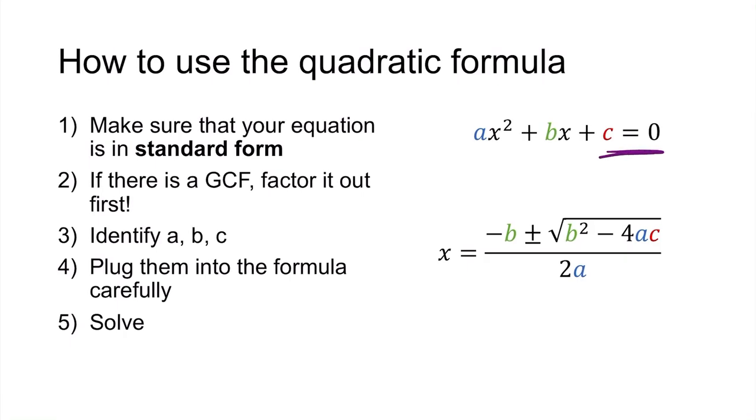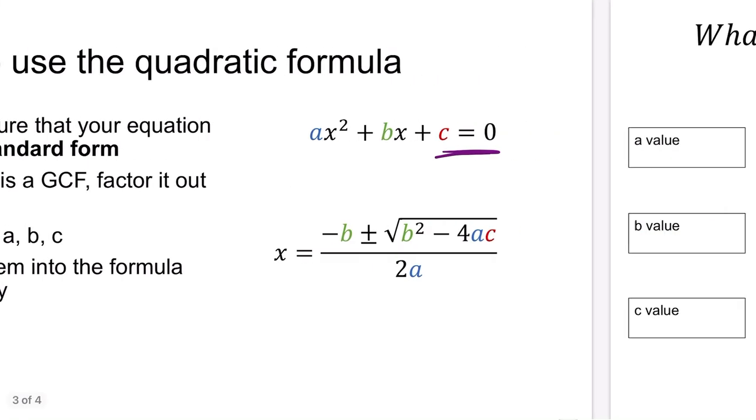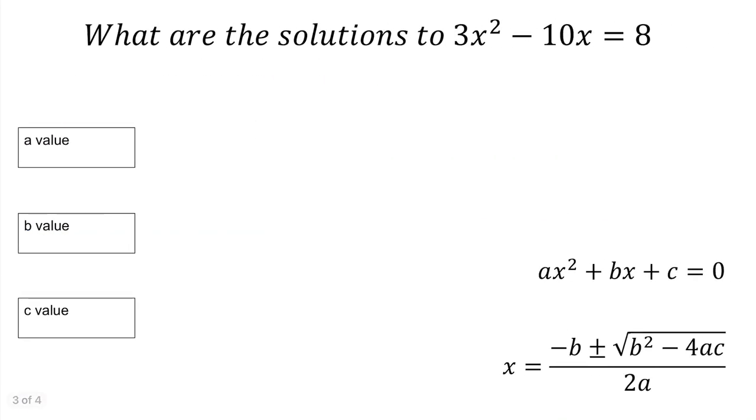If there's a GCF, you're going to factor it out first, and then you're going to identify the values of a, b, and c and plug them into the formula carefully. Then you can simplify and solve for x. So let's start off with this problem. Let's find the solutions to 3x squared minus 10x equals 8.